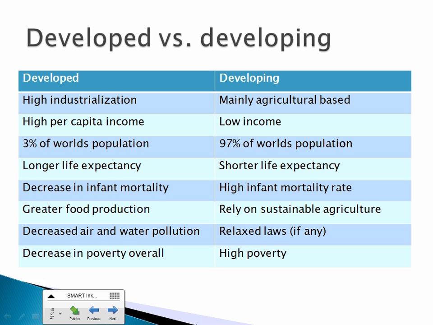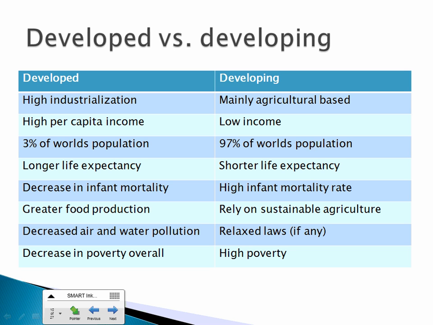Developed versus developing country, big in this class. Developed countries have high industrialization. United States is an example. South Africa is an example. Most of the European nations are an example. Canada's in here. Japan's in here. High per capita income. We have only about 3% of the world's population. Longer life expectancy, decrease in infant mortality. Infant mortality is defined as when a child dies before age 1. Greater food production, decreased air and water pollution, and we have a decrease in poverty overall. As you'll learn in this class too, poverty really drives a lot of environmental problems.